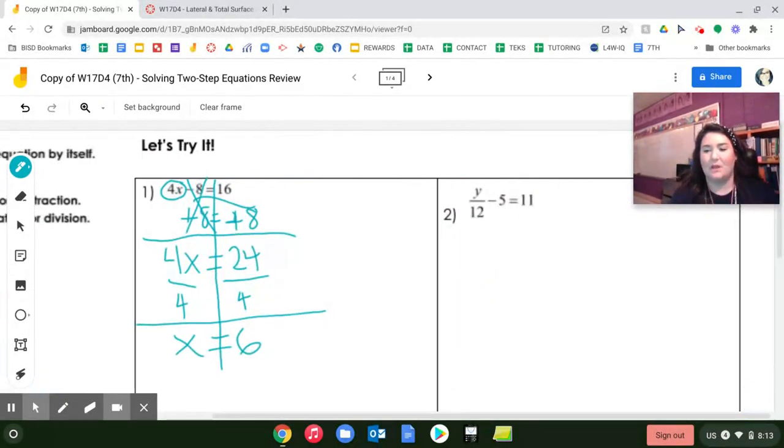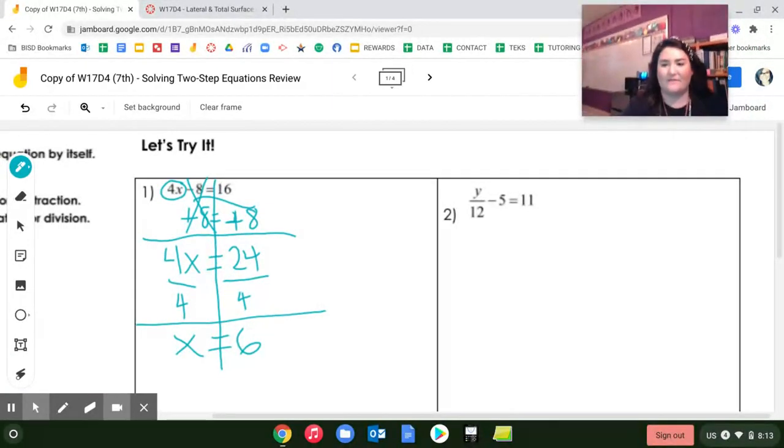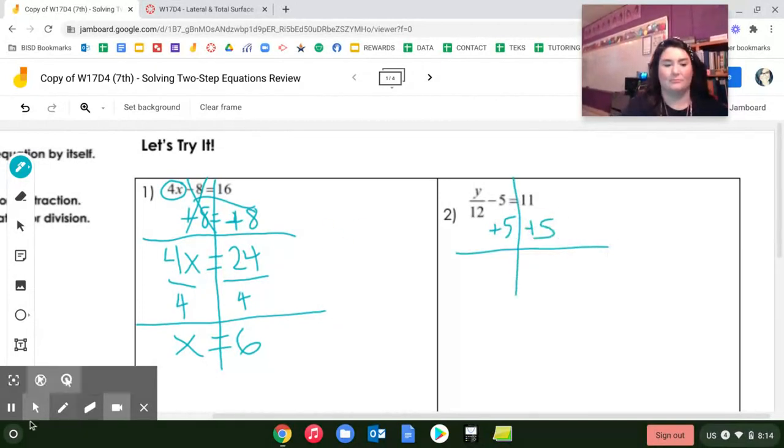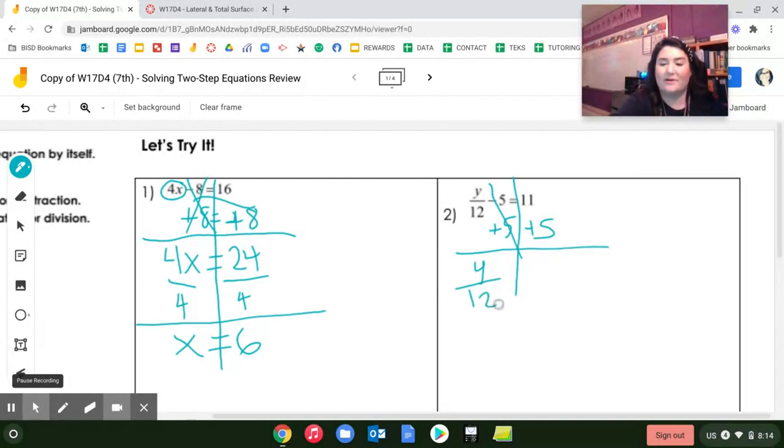Let me go back. There we go. Okay, the second example, we have division and subtraction. Again, we want to reverse the addition and subtraction first. So to reverse minus 5, we're going to add 5 on both sides. We're going to bring down y divided by 12 just because I didn't do anything to that. So that piece stays the same. This piece cancels out. This piece becomes 16. 11 plus 5 is 16.